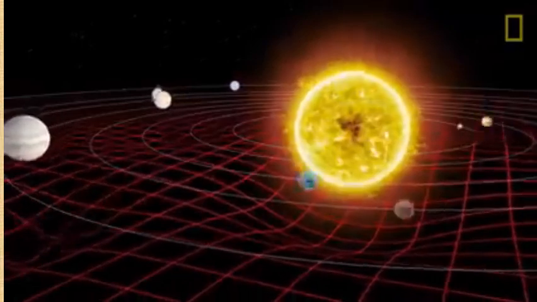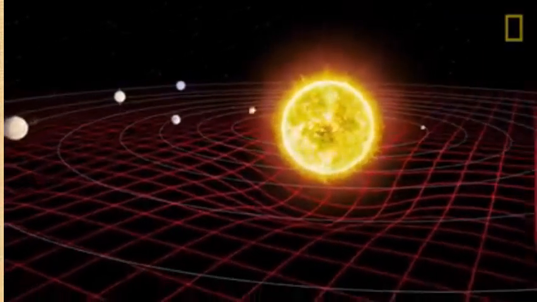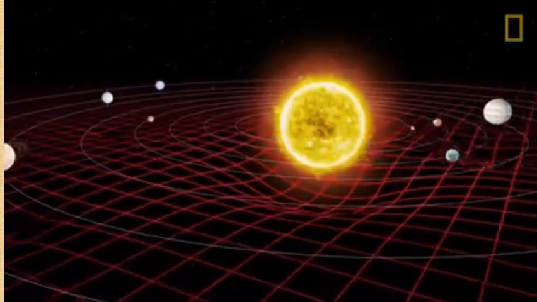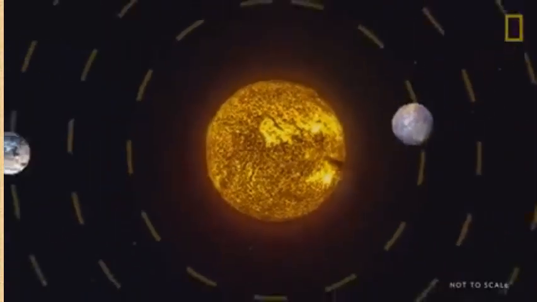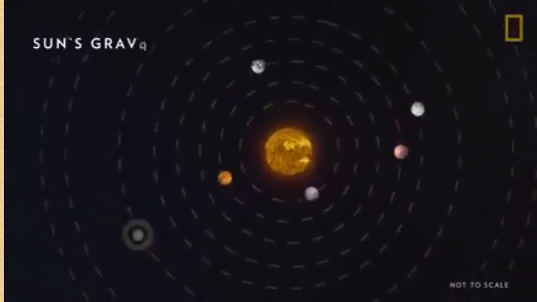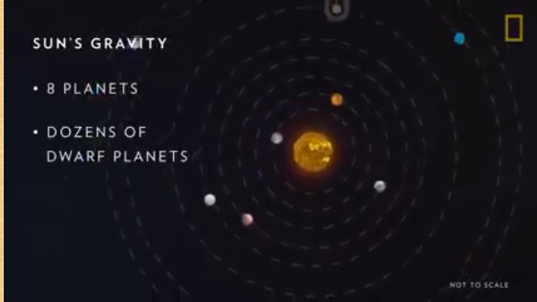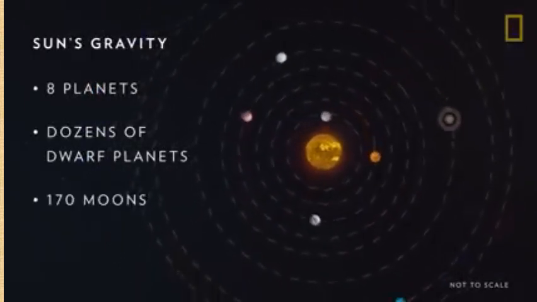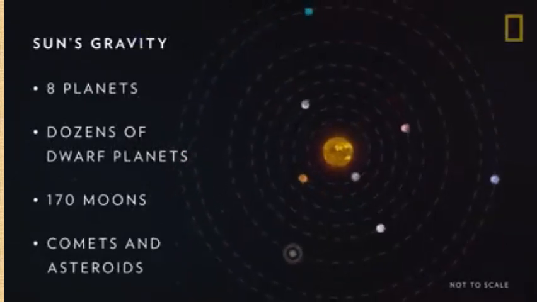Because of this mass, the Sun has a great pull on the fabric of space, creating a gravitational force that causes nearby planetary bodies to be drawn toward it. This gravitational pull allows the Sun to hold together a system of 8 planets, potentially dozens of dwarf planets, at least 170 moons, and countless comets and asteroids. Without the Sun's gravity, these celestial bodies would drift off into deep space.